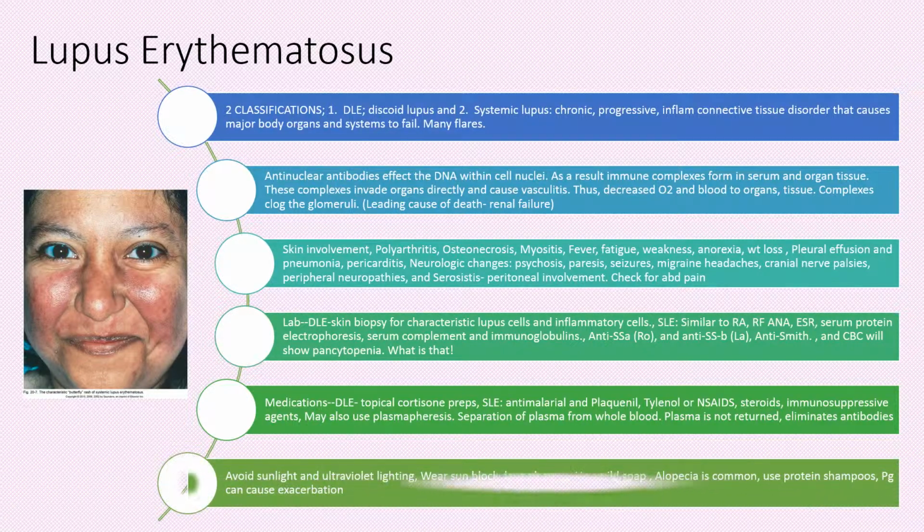You want to teach the patients to avoid sunlight and ultraviolet lighting, to have them wear sunblock and long sleeves, make sure they use mild soap, let them know alopecia is common, they need to use shampoos with proteins, and pregnancy can cause exacerbations.